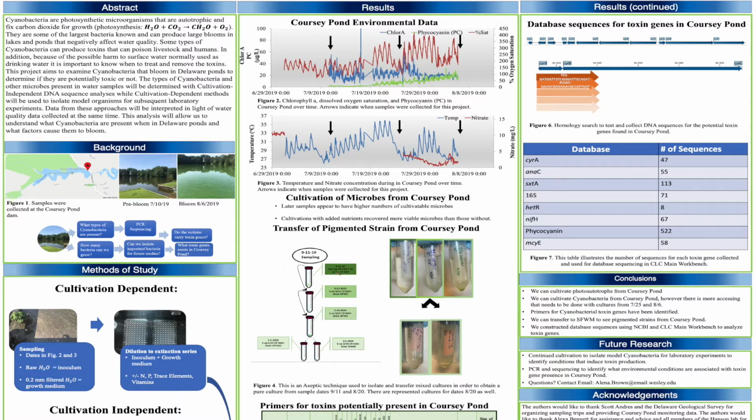So cultivation of microbes from Coursey Pond. With this, we saw that later samples appeared to have the higher number of cultivatable microbes, and that's because of the added nutrients, the nitrogen, phosphorus, and other trace elements. And we saw the earlier samples did not recover those more viable microbes than those with the added nutrients.